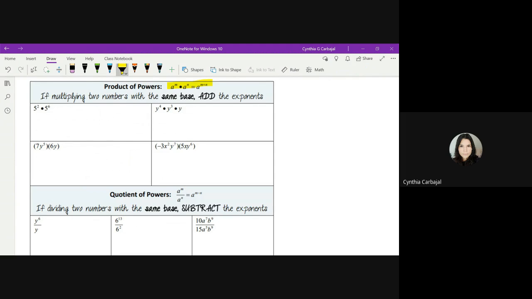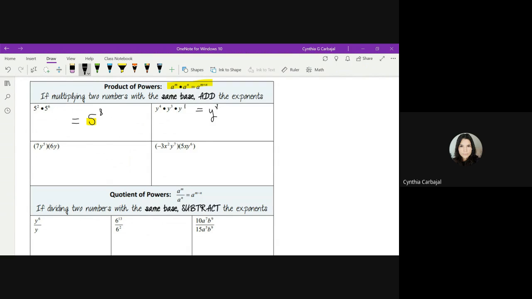So we have 5 squared times 5 to the 6th power. Well, that would just be 5 to the 8th. Okay, and then let me expand here. On the y's here, if there is no exponent, there's an exponent of 1. And when we add all those exponents, it would be y to the 8th.